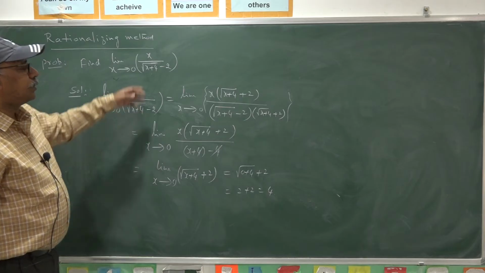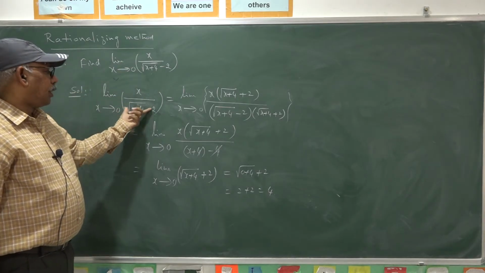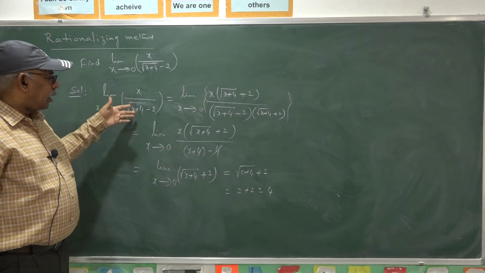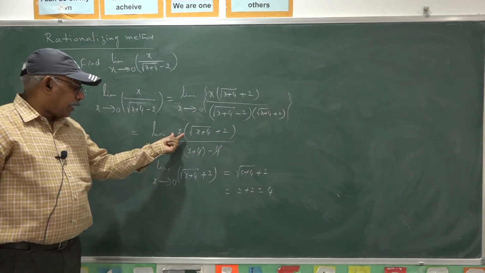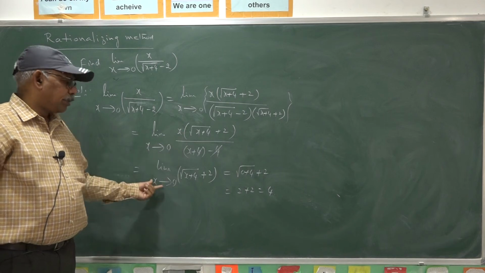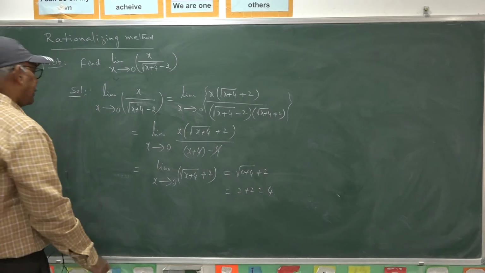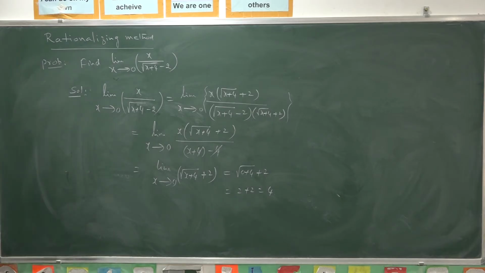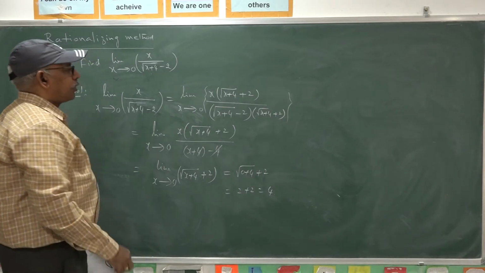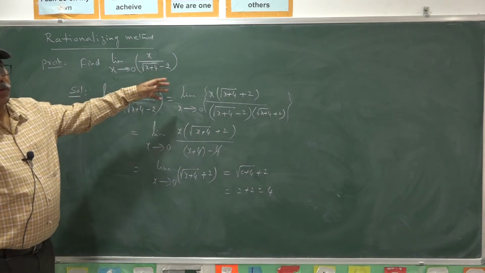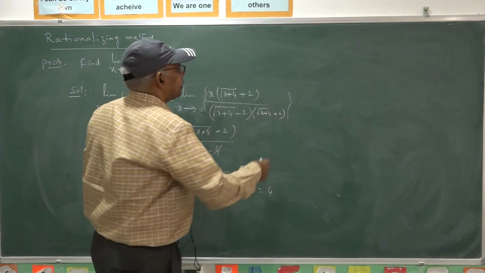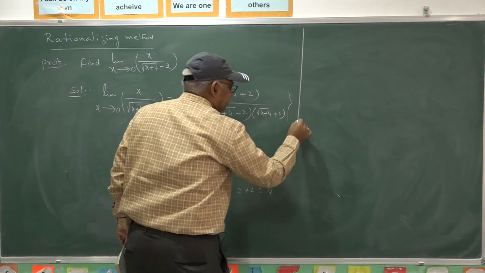So, to avoid the 0 by 0 form, rationalize the denominator here and cancel this x. You get the required limit as a finite value. This process is known as the rationalizing process. By rationalizing the denominator, you are able to avoid the indeterminate form 0 by 0 here. This method is known as the rationalizing method.